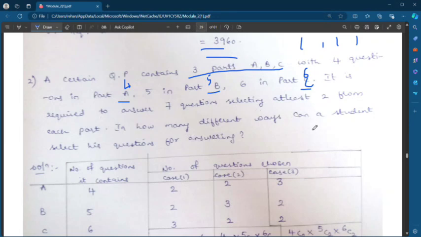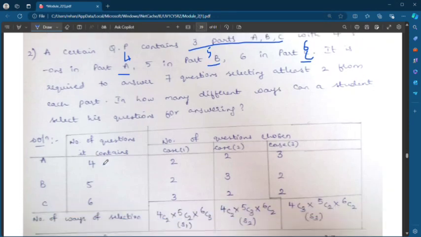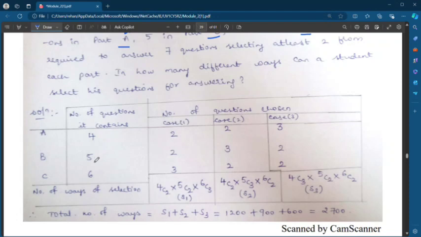In how many different ways can a student select his questions for answering? See, the number of questions it contains is 4, 5, 6.